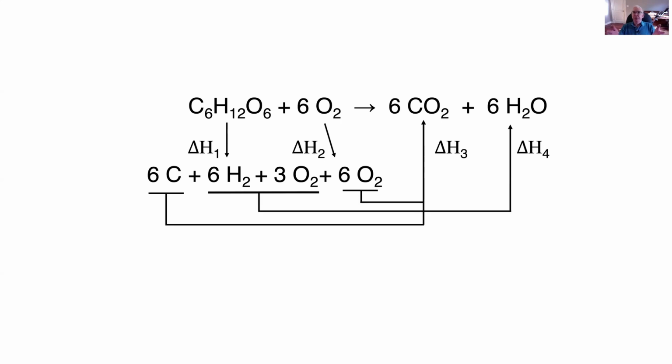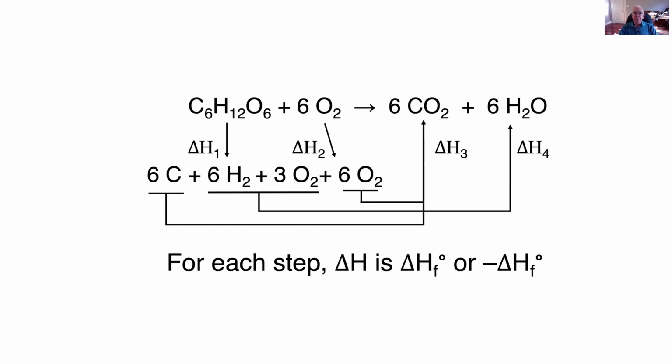So I have 4 steps in here. I can imagine this taking place, do step 1, do step 2, step 3, step 4. If I know the delta H's for all 4 of those steps, I just have to put them together to get delta H for the whole reaction, okay? Every one of those steps there has a heat of formation that's either the heat of formation of one of the substances or it's minus the heat of formation, right?